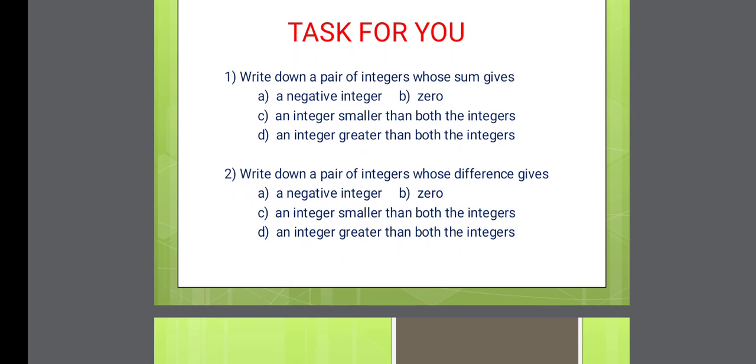Similarly, in number 2, you have to write a pair of integers. When you subtract the two integers, it should be a negative integer in part a. Part b, after subtracting the two integers, the result should be 0. In part c, after subtracting the two integers, the result should be an integer smaller than both the integers. And in part d, the result should be greater than both the integers.